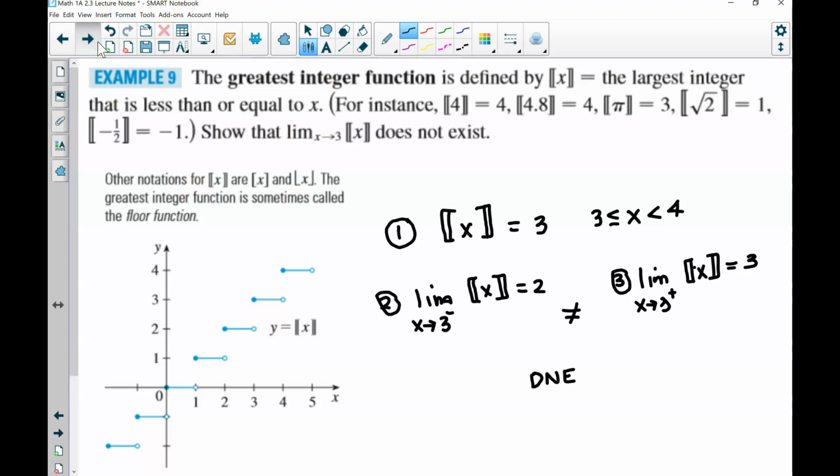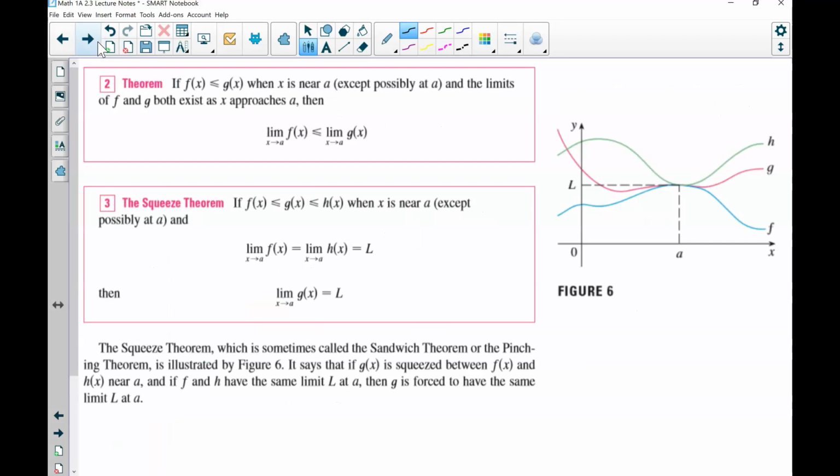Now the next two theorems give two additional properties of limits, but both can be proved using the precise definition of a limit which is located in Appendix D. So in number 2, we can see the theorem: if f of x is less than or equal to g of x when x is near a, except possibly at a, and the limits of f and g both exist as x approaches a, then the limit as x approaches a of f of x is less than or equal to the limit as x approaches a of g of x.